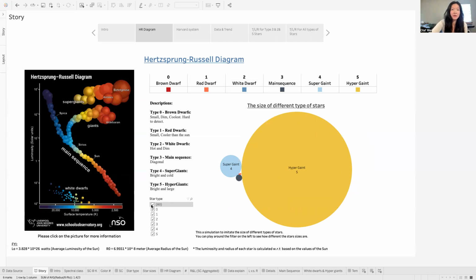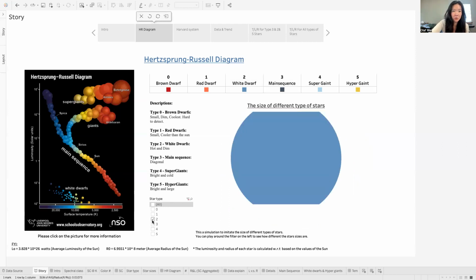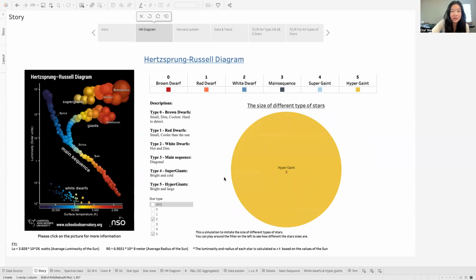There's a filter here. You can play around. You can see the difference between white dwarfs and hypergiants. You can see how tiny the white dwarfs are. You can barely see it because it's just so small.